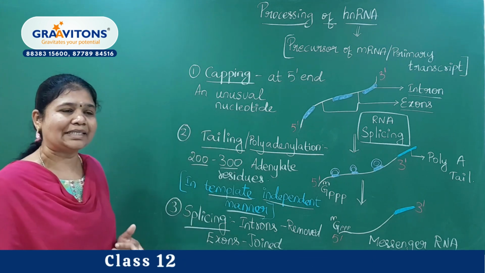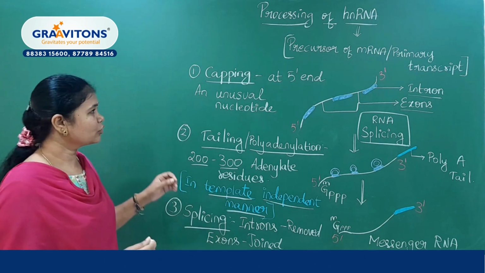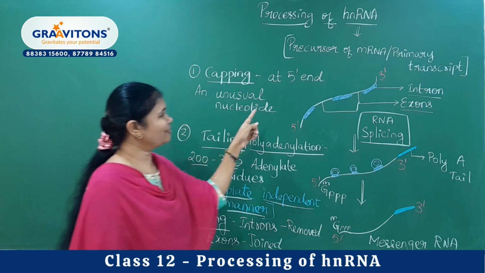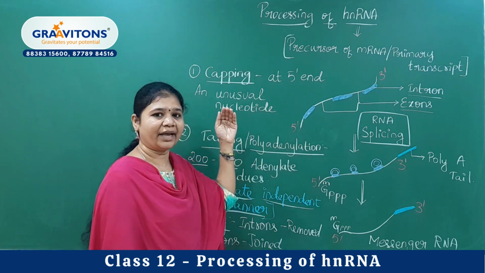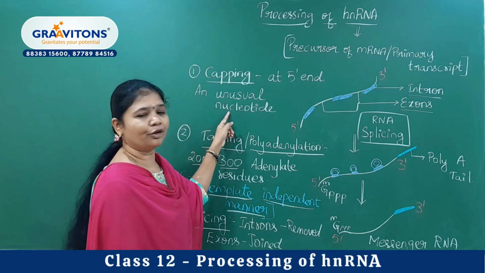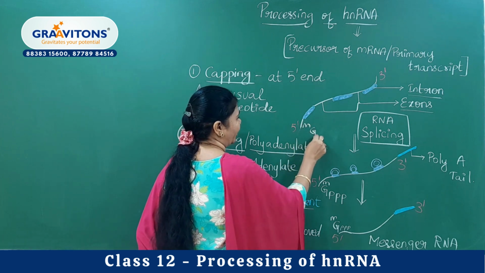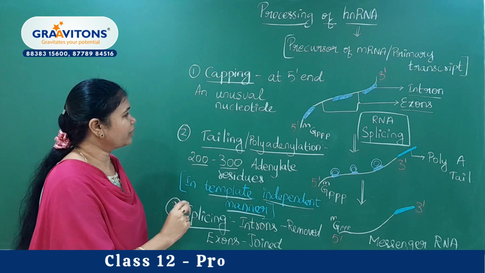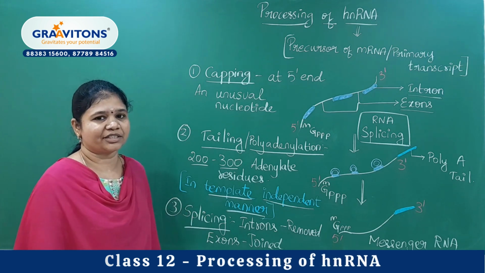So what are all the steps in processing of this hnRNA? We will see it now. The first step is capping. The cap is at our 5' end. So in the hnRNA, our 5' end gets the head cap. At the 5' end, an unusual nucleotide is added. The nucleotide is methyl guanosine triphosphate. This methyl guanosine triphosphate is added at the 5' end of the hnRNA. This is the first step.